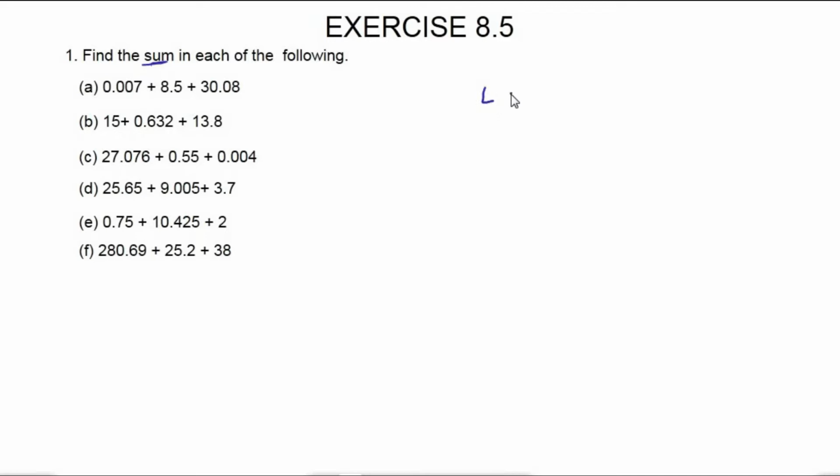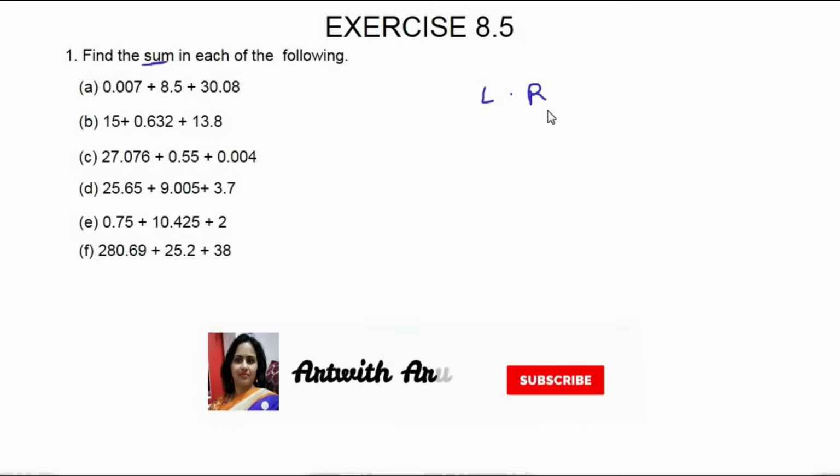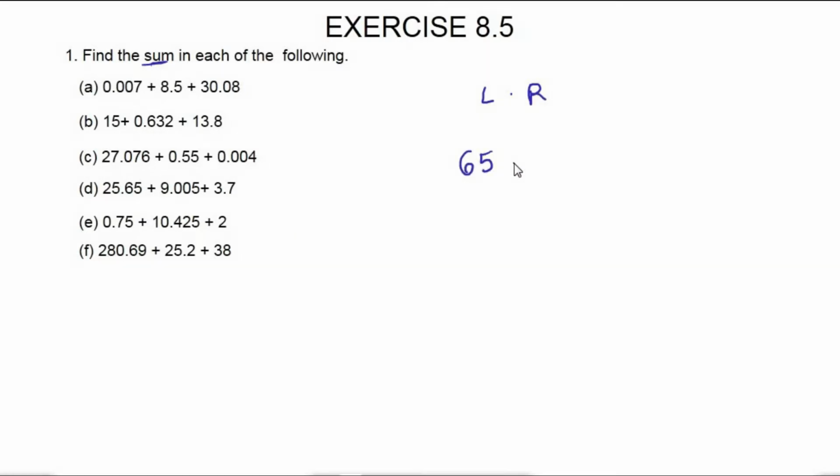A decimal number contains three parts: the left hand side, then the decimal point, then the right hand side. For example, if I write 65.72, we read this number as 65.72. We cannot read this number as 72, because the part before the decimal point is the whole part, which represents the whole number.